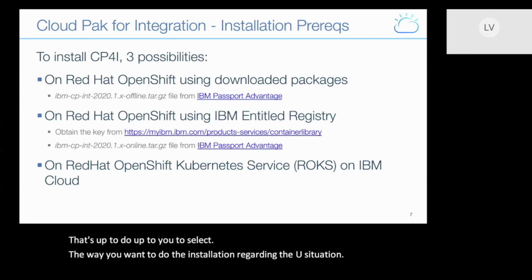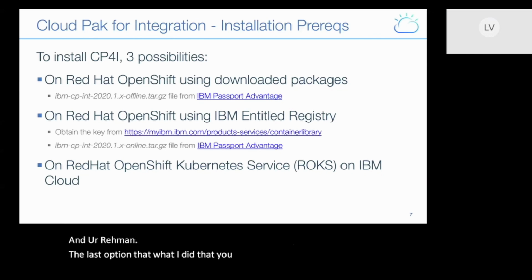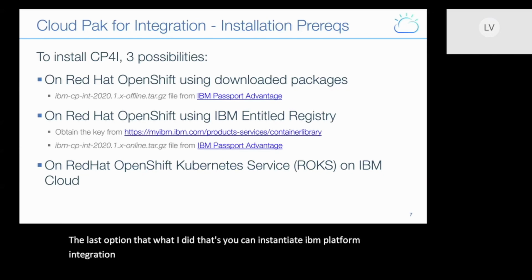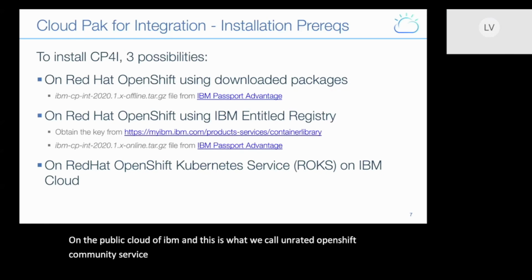The last option, that's what I did, is that you can instantiate IBM Cloud Pak for Integration on IBM Cloud, on the public cloud of IBM, and this is what we call Red Hat OpenShift Kubernetes Service, or ROKS. That's a free option by today.